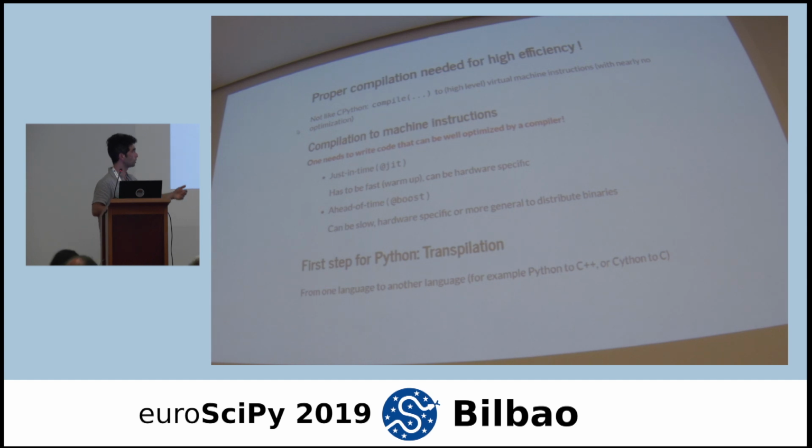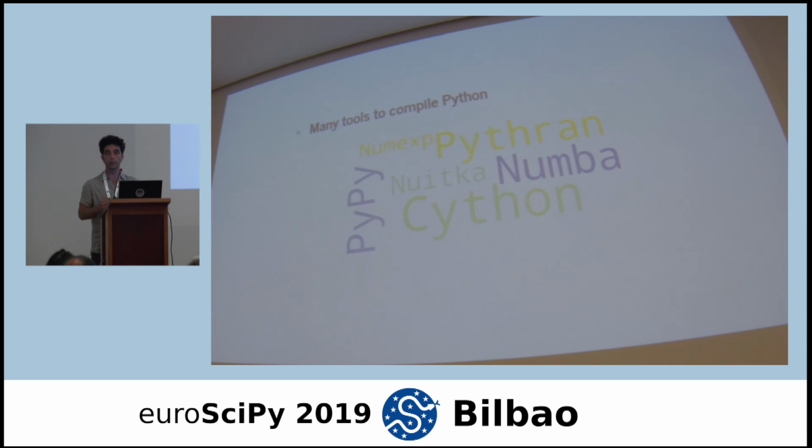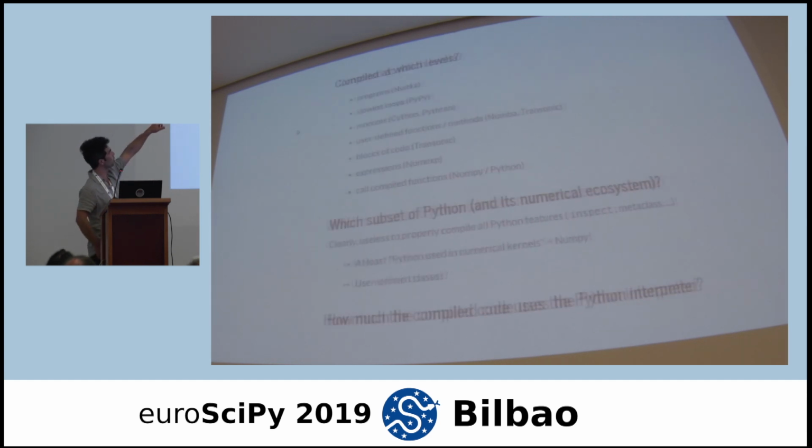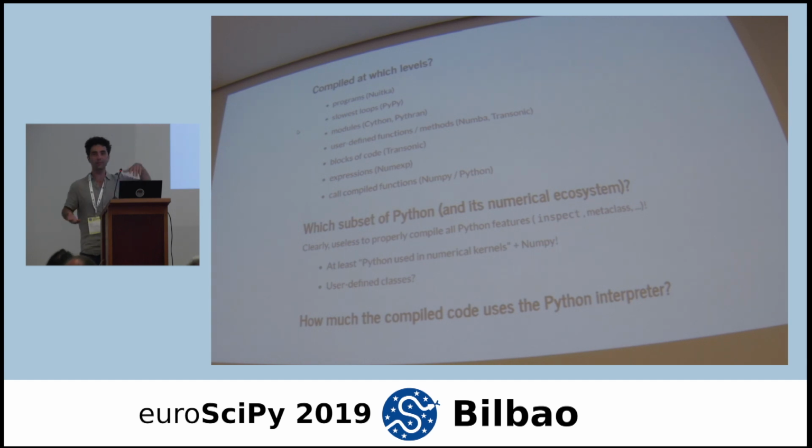And in Python, just a vocabulary thing. First, usually we transpile the code to something else, for example, to C++. There are many tools already to compile Python. When you consider these tools, you have to consider at which level they compile the code. For example, there is Nuitka, I don't know how to pronounce that, which compiles the whole program. PyPy, it's very, very clever, just compiles the slowest loops. Cython and Pythran compile modules. And Numba is focused on user-defined functions or methods. And last, Transonic, as you saw, will also do blocks of code, and that's it.